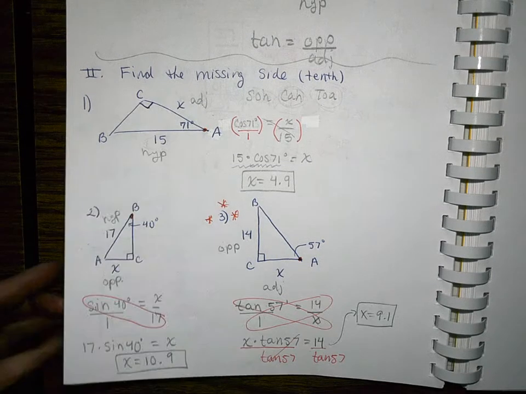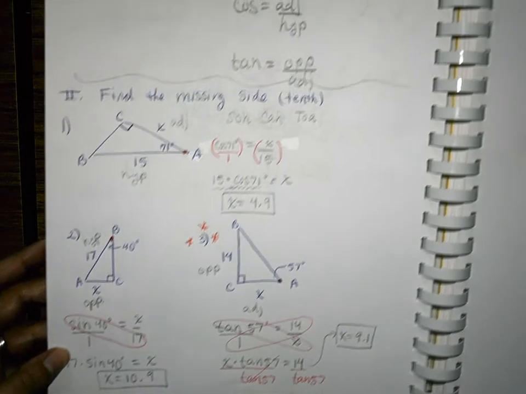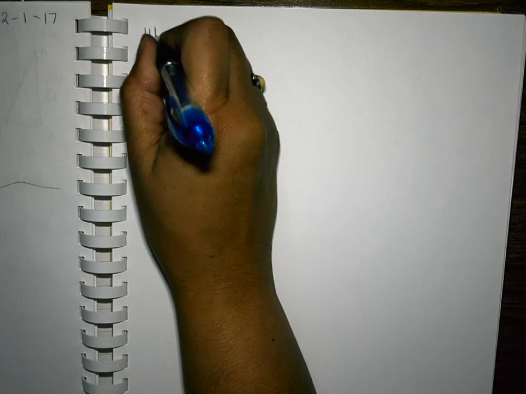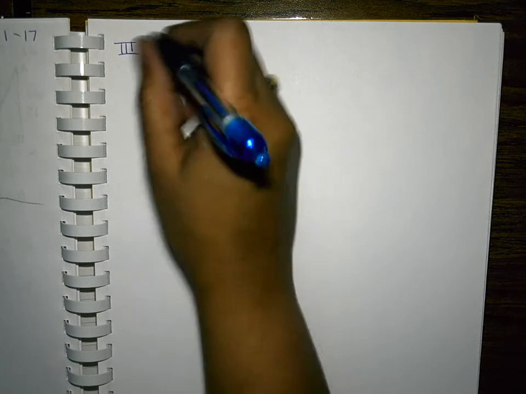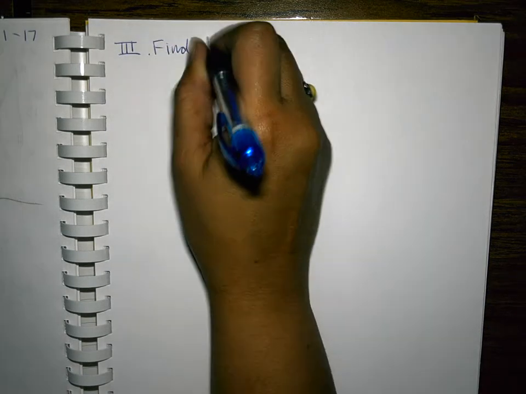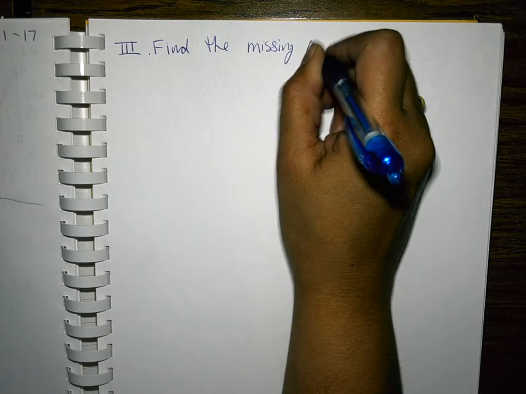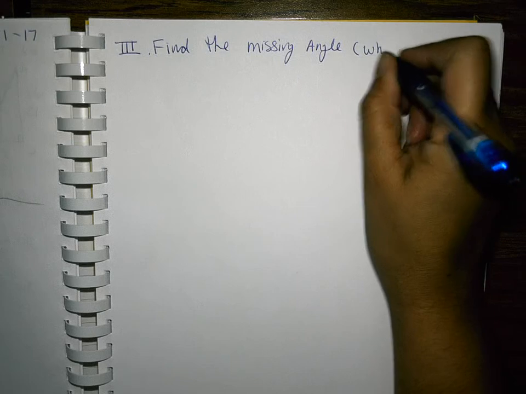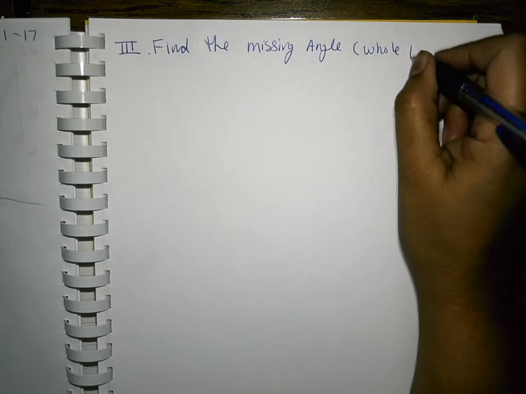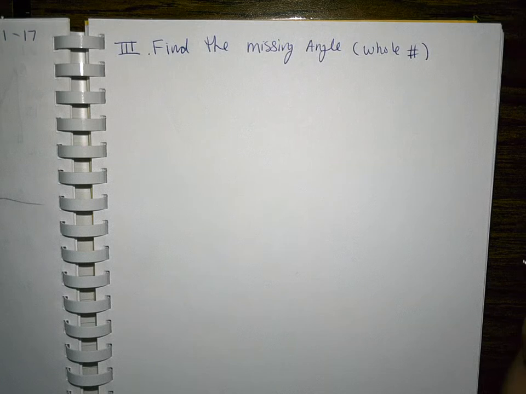I am going to move on to part 3 of the notes. Last part, part 3 is find the missing angle. I will put in parentheses here, round to the nearest whole number. All of the last set was round to the nearest tenth, but now we're rounding to the nearest whole number.